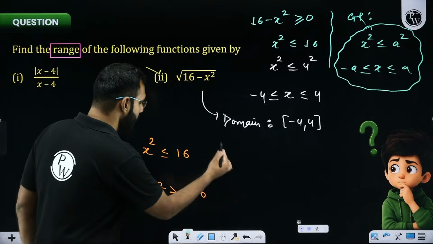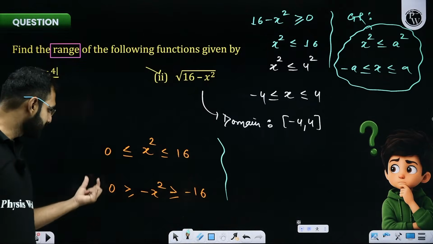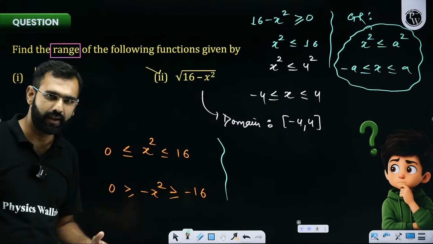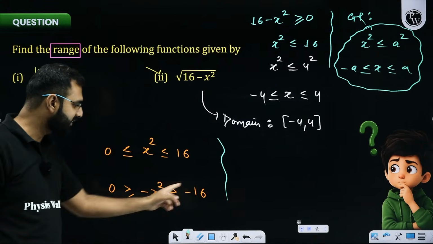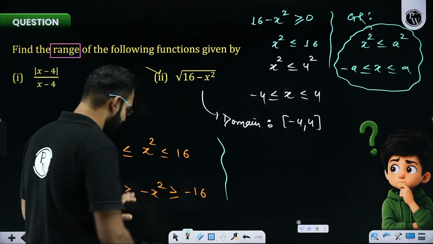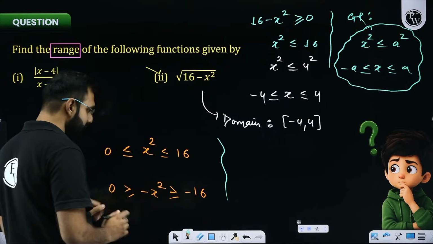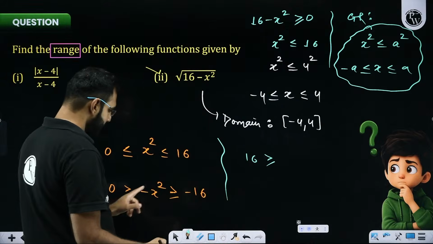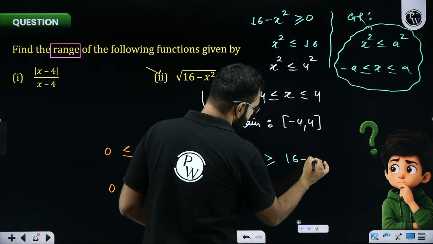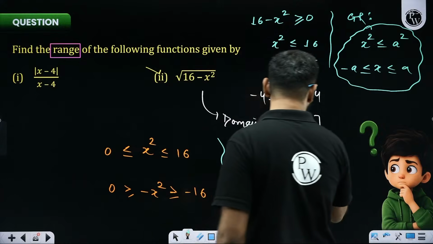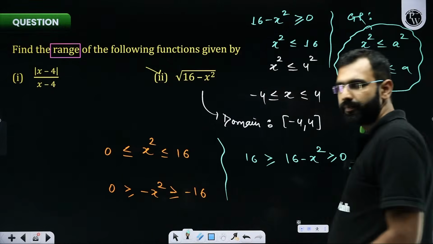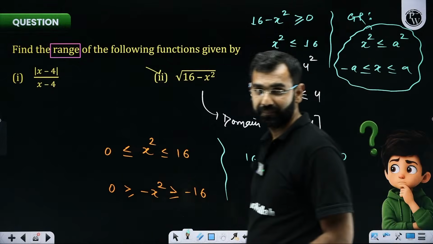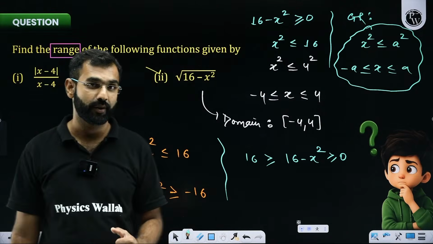Pay attention, everyone. If I add 16 on all three sides, can I? Yes, I can. So if I'm adding 16 on all three sides, 0 plus 16. First of all, can I write, okay, I'll keep it like this. 0 plus 16 is 16. This is greater than or equal to 16 minus x square, which stays like that. And this is 16 minus 16. That's 0. Everybody getting it? Yes, Vijay. Sarthak, check your answer once again.